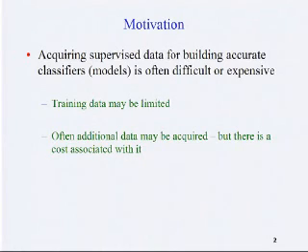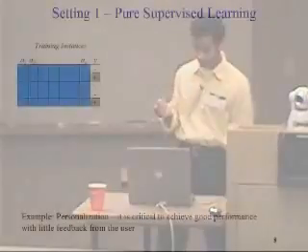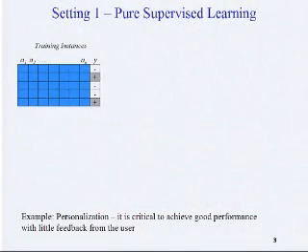So most of the motivation for our work is based on the fact that acquiring supervised training data for learning tasks, to build accurate classifiers or models, is often difficult or expensive. So either you have cases where you have limited amounts of training data, or quite often you can acquire additional training data, but there's a cost associated with this acquisition. And we study this problem in three settings.